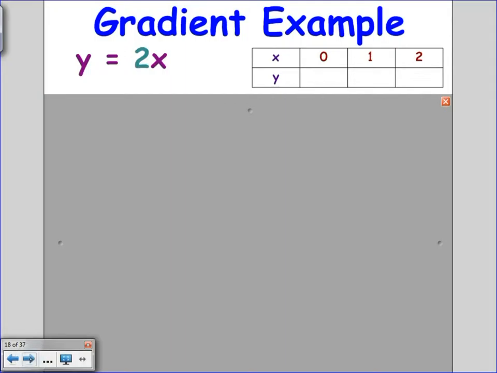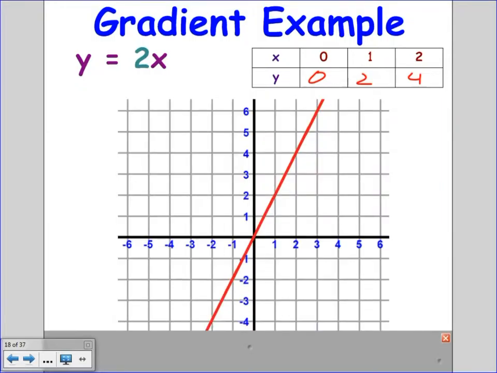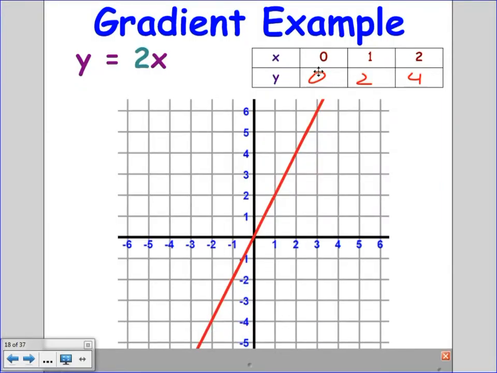If we look at y equals 2x, when I put 0 into this, I substitute x for 0, what do I get? Good. When I put 1 in here, what does 2x mean? Good. 2 times whatever x is, so I get 2, and I put 2 in, I get 4. So when I plot my graph, I end up with a graph like this. Okay? When x is 0, y is 0. When x is 1, y is 2. When x is 2, y is 4.